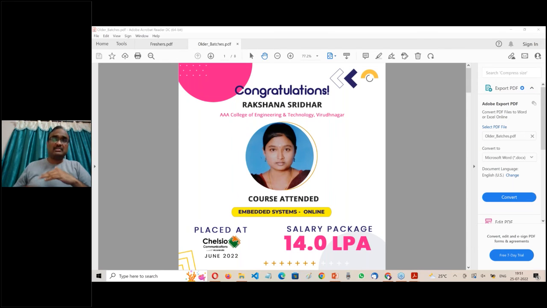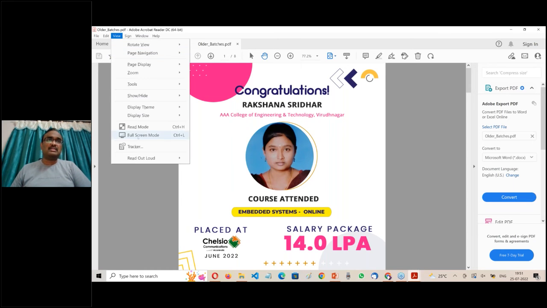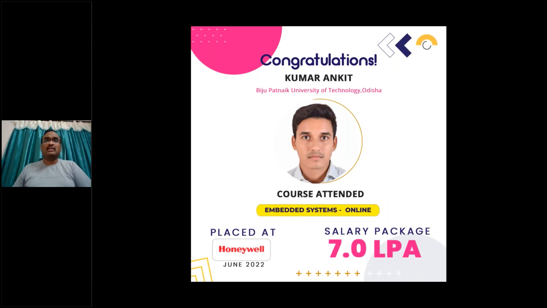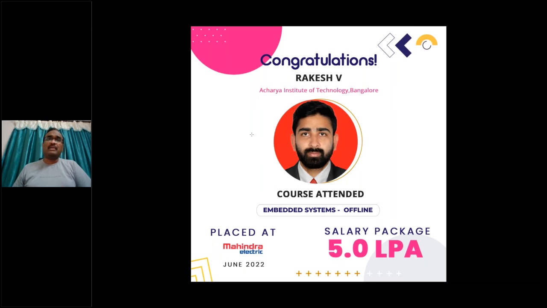So here are some of the details. I don't remember their exact year of pass out, okay? But be rest assured they're 2019 or earlier. We have students getting placed for premium salaries, like Rakshana into Chelsea Communications. Okay, and then similarly we have Kumar into Honeywell, 7 lakhs package, right? Mahindra Electric, as you can see, right? I showed some examples in the previous slide. Similarly, they're also hiring for older batches, right?